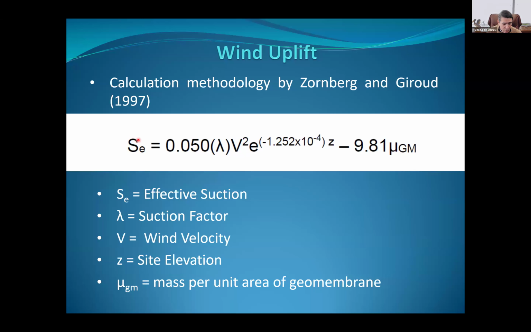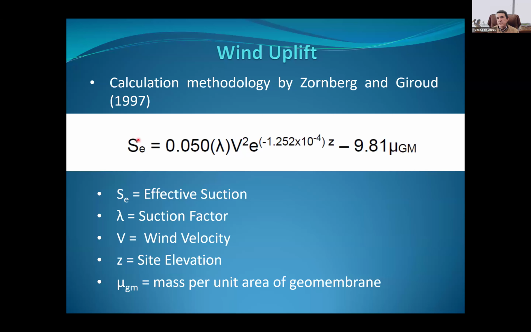I call it conventional now because there are other ways to calculate that. But that was the conventional method that we used, from Zornberg and Professor Giroud, 1997. So if you have the wind blowing in the direction of the turf and it stays there, that's fine. But the problem is, if you have the wind in the opposite direction, you may create a negative pressure, which is the effective suction. And that can cause wind uplift of the geomembrane.